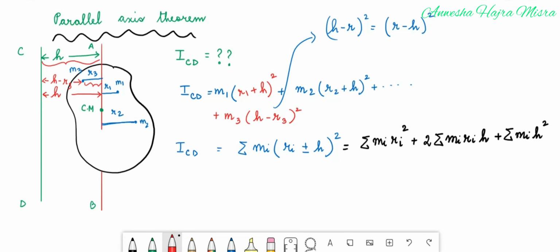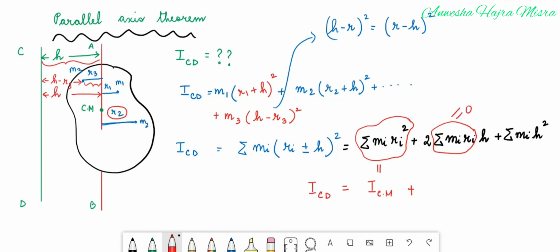Now what is this mi ri square? ri is the distance of the masses from the center of mass. So this can be written as I center of mass. So ICD can be written as I center of mass plus summation of mi ri is 0.